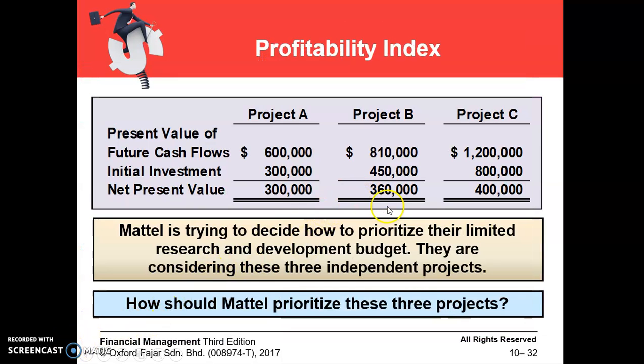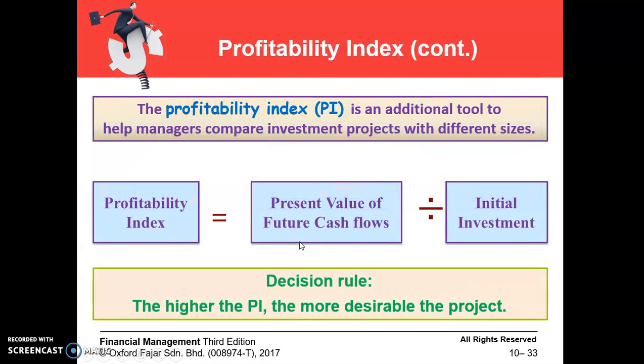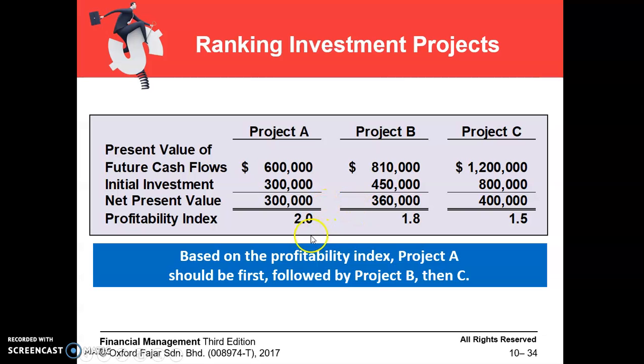Okay, profitability index. Okay, so ada 3 projek dekat sini. So, how to find the profitability index? You have to divide present value of future cash flow by initial investment. Okay, profitability index, present value divided by initial investment. So, the higher, the more desirable. So, from this project, you see which one? The highest. The highest is project A. So, you should choose the project A.